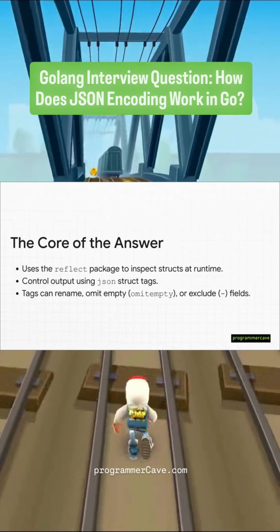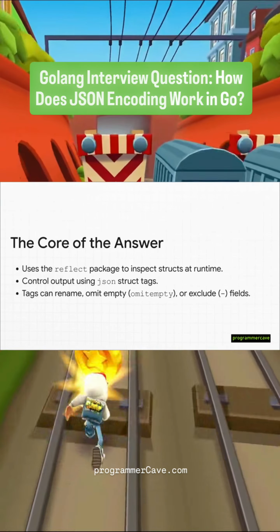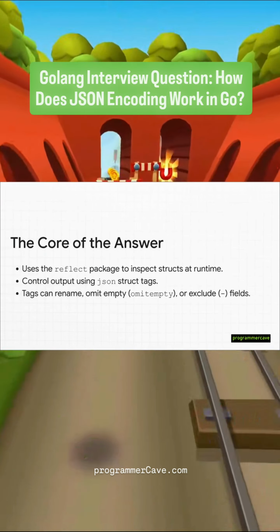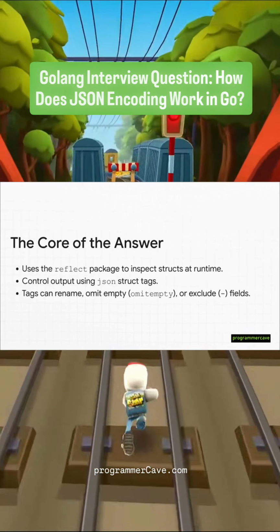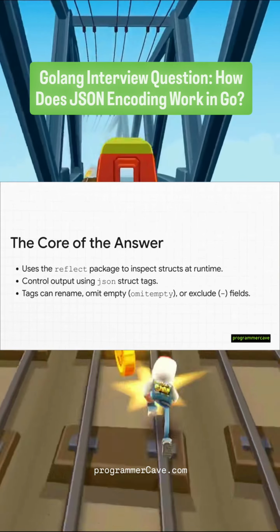You'd say that it works using Go's reflect package to inspect the struct at runtime. Then you'd explain that you, the developer, control the output using JSON struct tags. And finally, you'd give a couple of quick examples, like renaming a field using omitempty or hiding a field with a dash. That shows you don't just know what to do, you understand how it works. That's a huge senior level distinction.